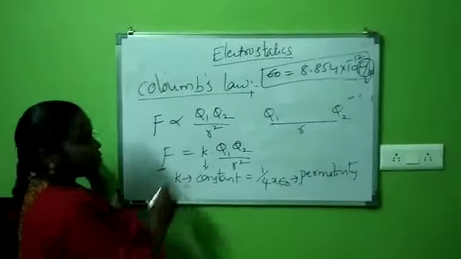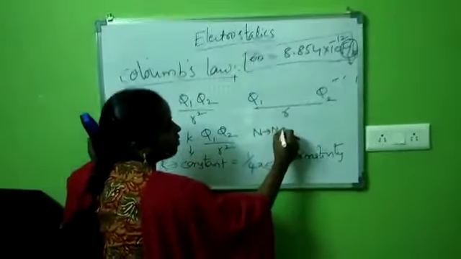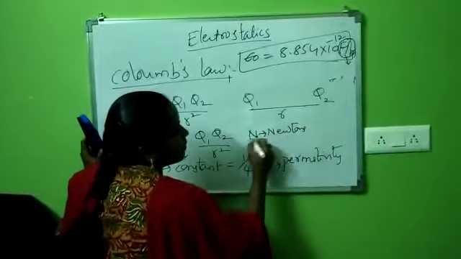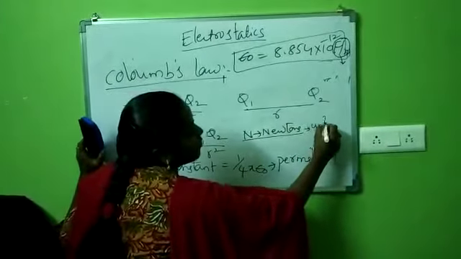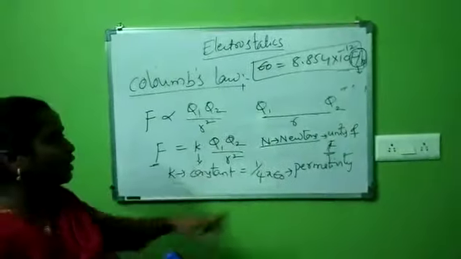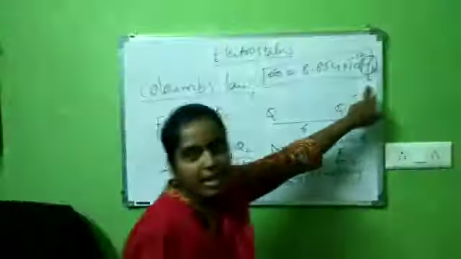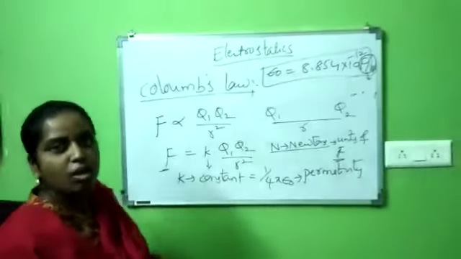And as we know, force you can express in newtons. The units of force will be newtons. So F is expressed in newtons, and epsilon naught is expressed in farad per meter. This is Coulomb's law.